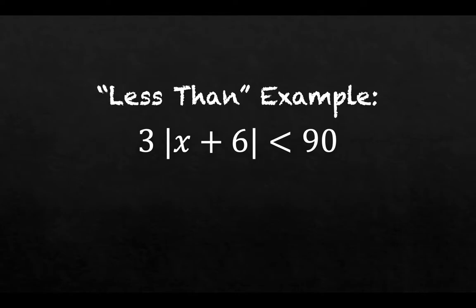All right, so here's our first example. So this is a less than example. So this is 3 times the absolute value of x plus 6 is less than 90. So if you want to stop the video for a second and work this out, and then you can check it in a second and see if you got it right.